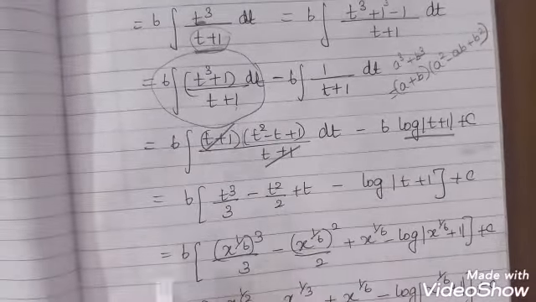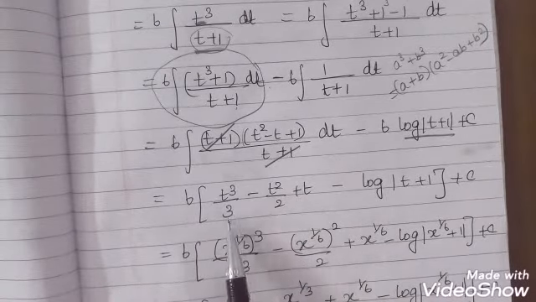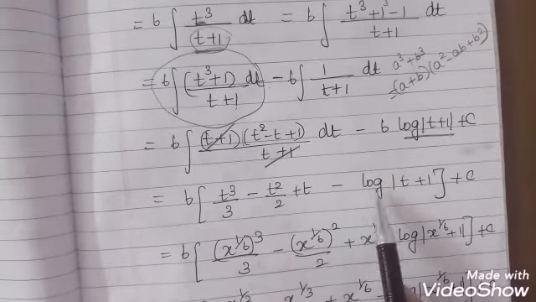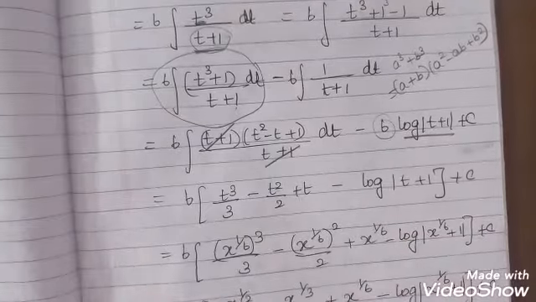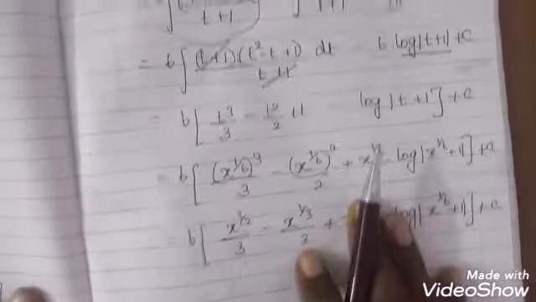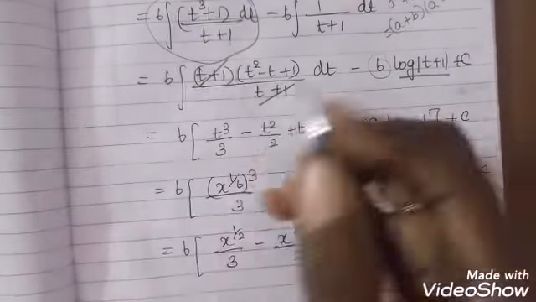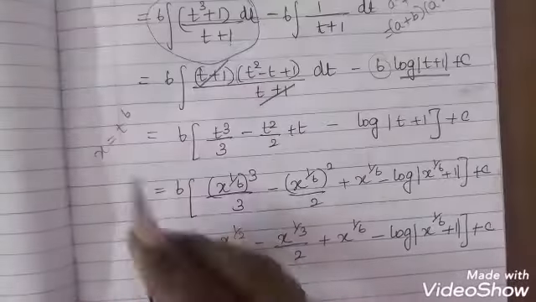Now it's easy for me to integrate it. So it is 6 into the integral of t squared, which is t cube by 3 minus t squared by 2 plus t minus log of mod t plus 1 plus a constant. I have taken this 6 outside as common. Now substitute the value of t here. What is t equal to? Your x is equal to t power 6. This is how you substituted.